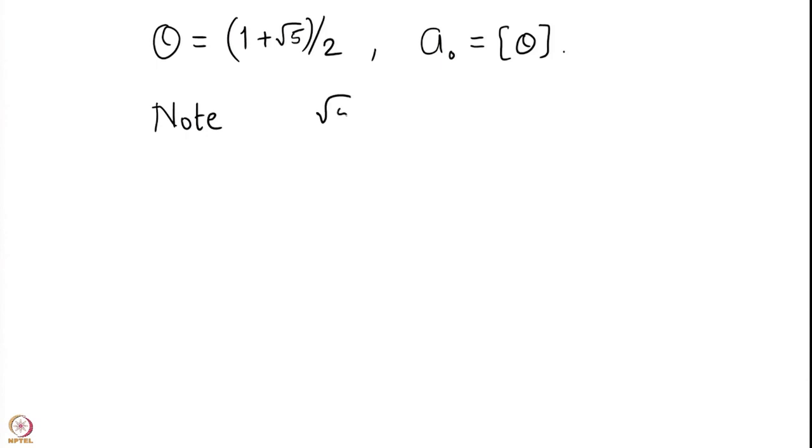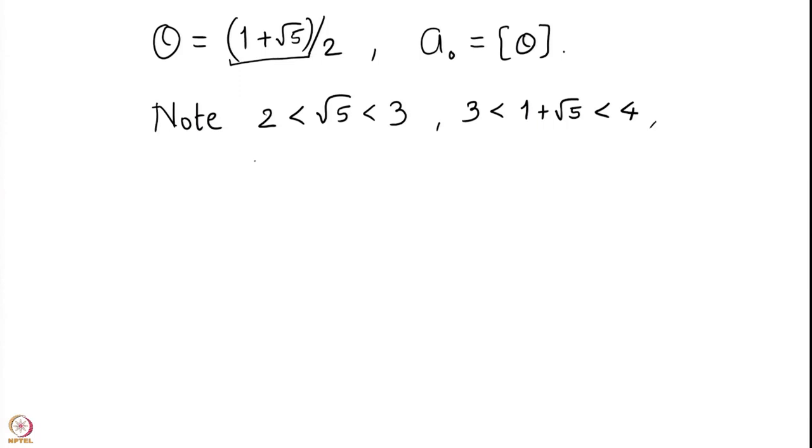that our root 5 sits between 2 and 3. Root 5 is strictly bigger than root 4 and is strictly less than root 9. So, this is between 2 and 3. We add 1, so we get that 3 is less than 1 plus root 5, which is less than 4. So, at least the numerator of this quantity is between 3 and 4.